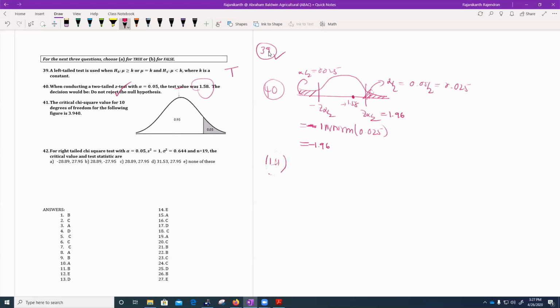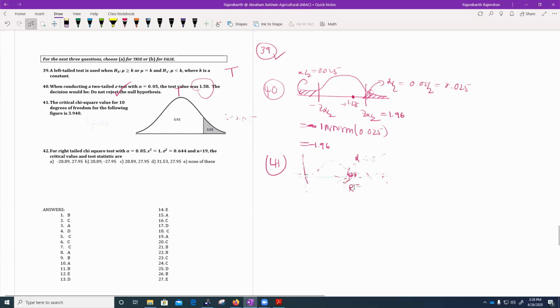Problem number 41. The critical chi-squared value for 10 degrees of freedom for the following figure is 3.940. So the degrees of freedom is 10, with the area on the right, alpha, being 0.05. So look at your charts and check whether you are getting 3.940. Let me draw a picture first. So this is my chi-square. We are looking for the right side point. This is my alpha 0.05. They are asking us to find the right side point.